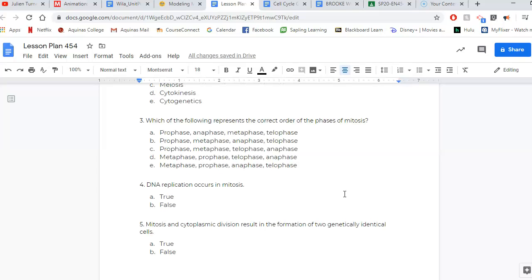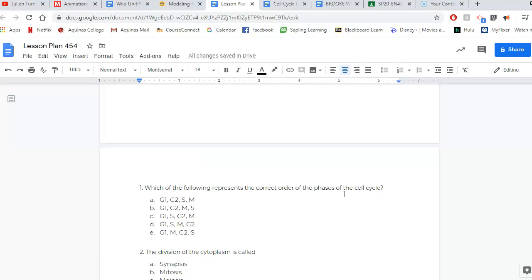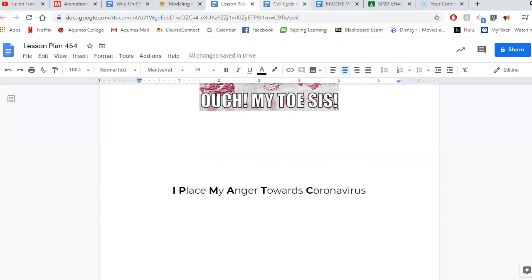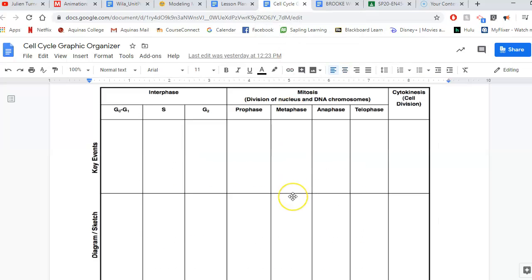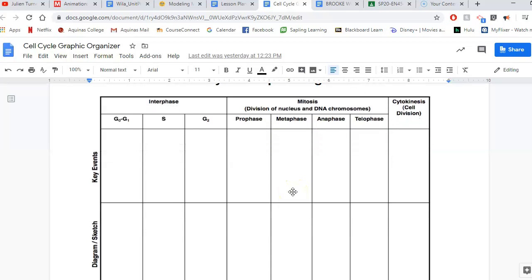All right, so take the last couple minutes we have of class and fill out these 5 questions. That will be my formative assessment here. And that'll just be a quick check to make sure we're on the right page for tomorrow's lesson. All right, so good job today. Make sure you finish your graphic organizer if you haven't done so. And we'll be ready to go tomorrow. Alrighty.